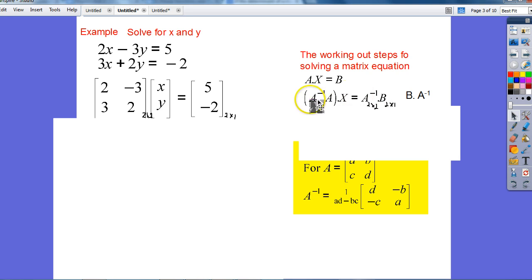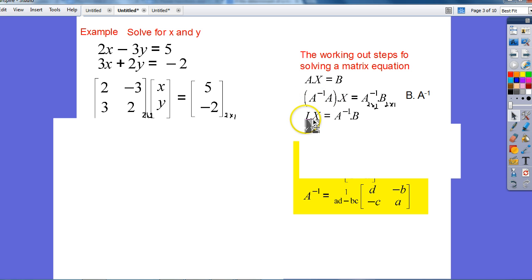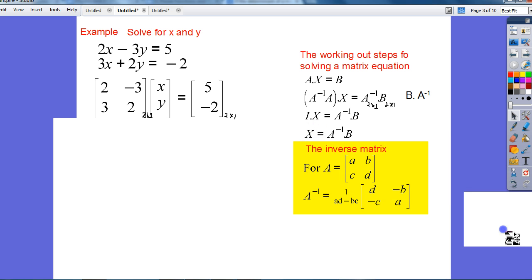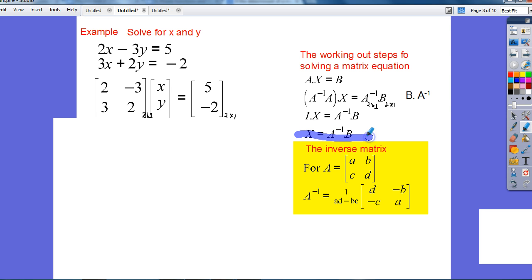Having multiplied both sides by the inverse of A, we see that a matrix multiplied by its inverse gives us the identity matrix. And the identity matrix multiplied by the unknown matrix just gives you your unknown matrix. So there's our solution. Now, here is our information for our inverse matrix. And what we have here is AD minus BC. That little bit at the bottom is what we call the determinant.